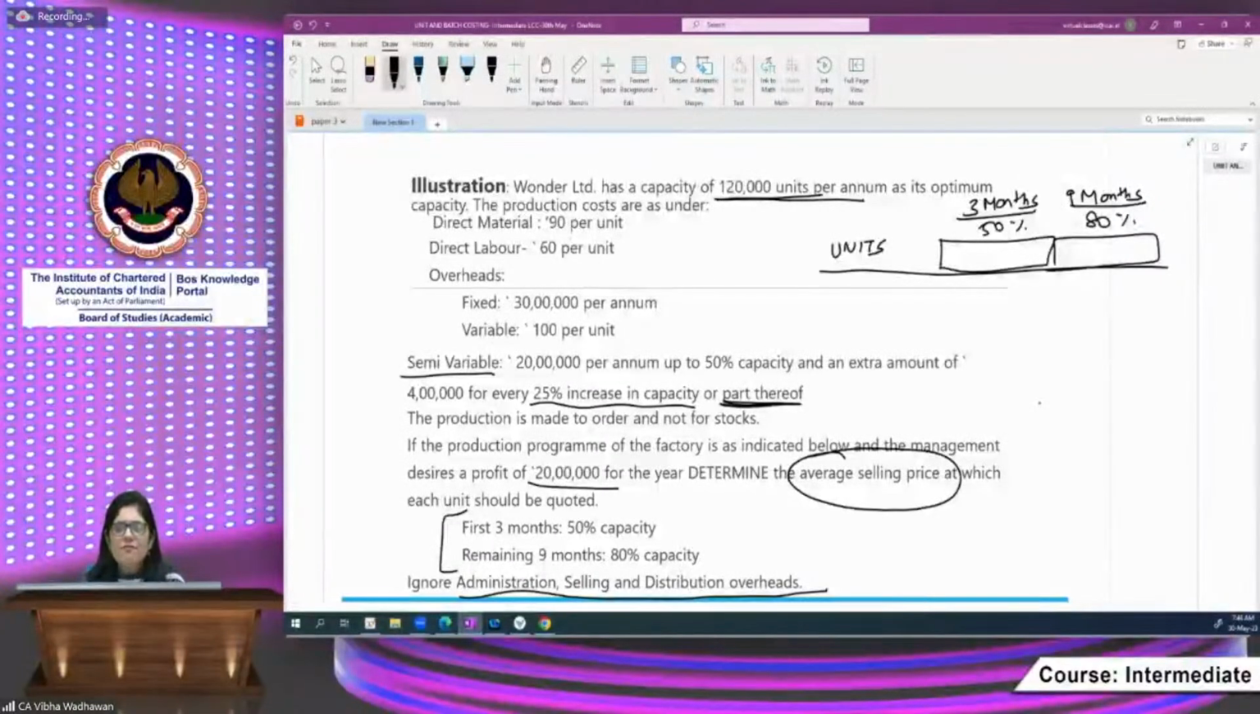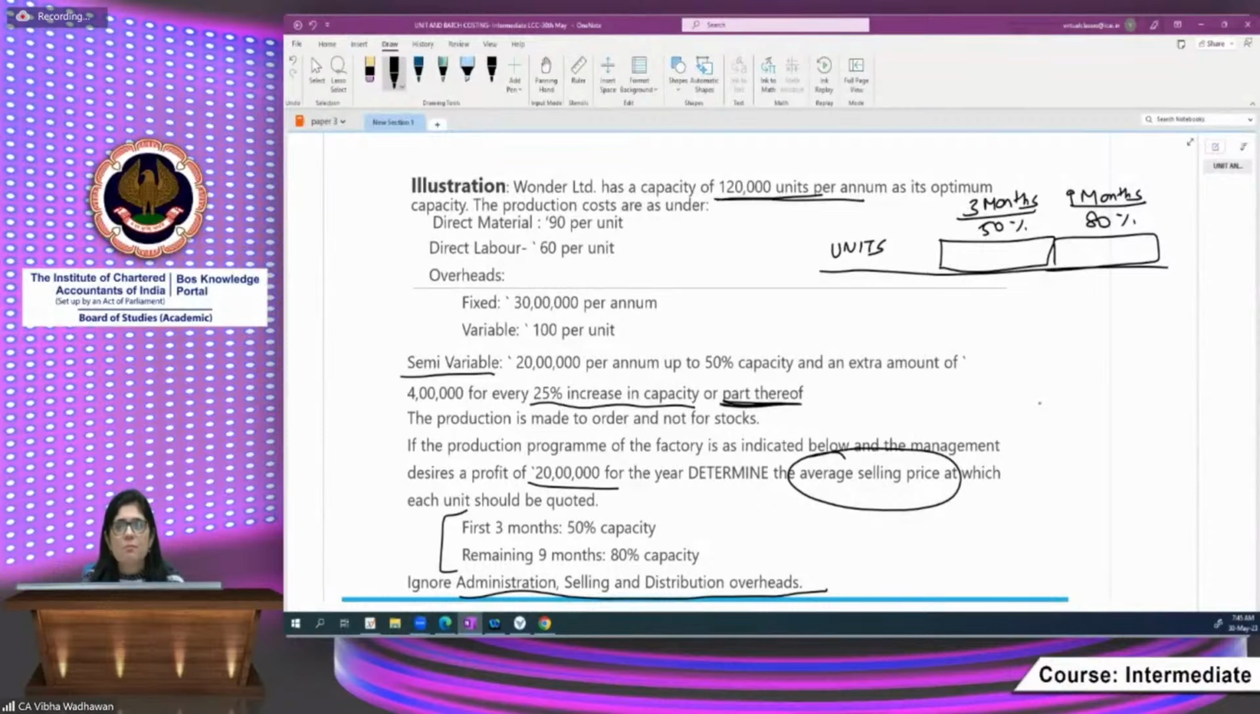First 3 months at 50% capacity, how much should be the production units for first 3 months? Any answers? 60,000 and 90,000, 60,000 and 90,000, 15,000. Different answers I'm getting. First 3 months, 50%. Next 9 months, 80%. I want the units of production for first 3 months.